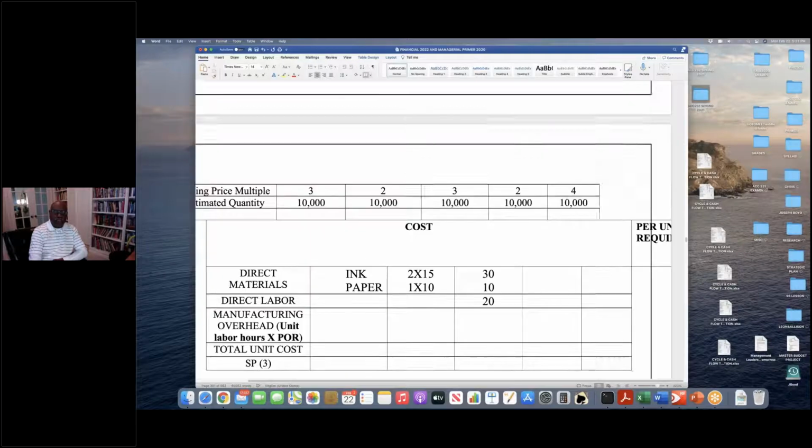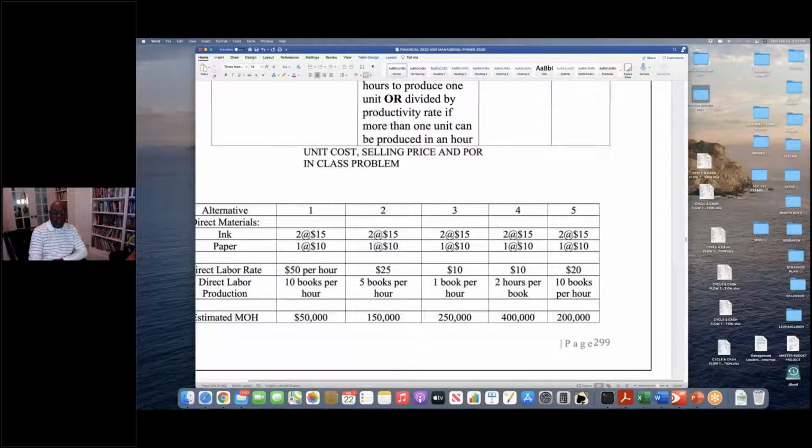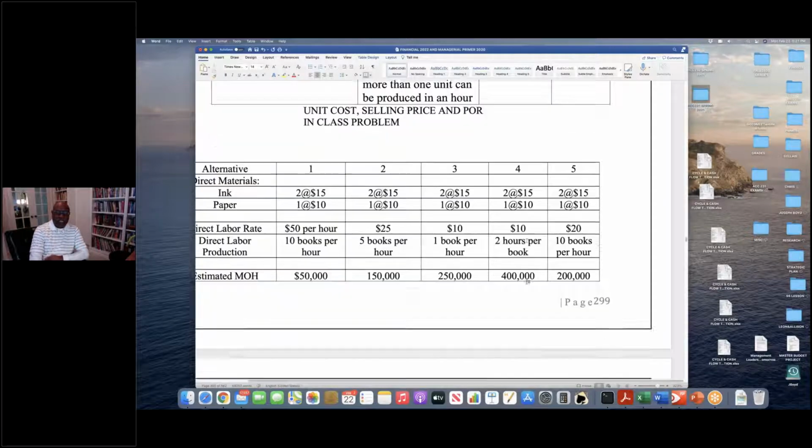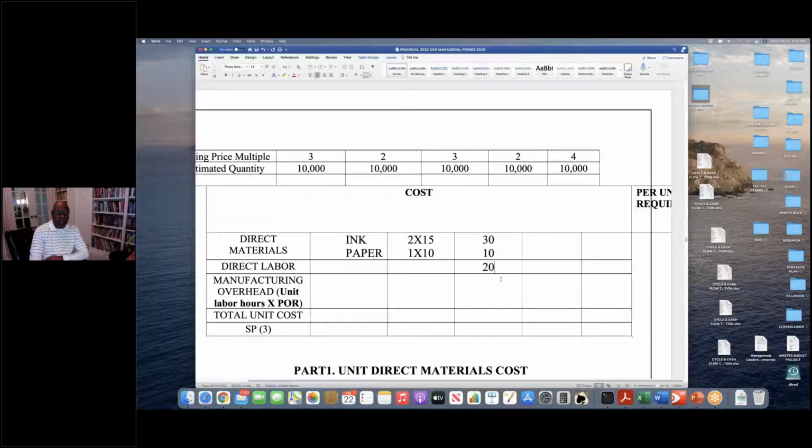And the labor's 20 because it takes 2 hours. It's 2 hours per book. So when you can make more than one book in an hour, you divide. But when it takes more than an hour to make the book, you multiply. Got it? Say that again. If you can make 10 books per hour, you divide. If you make 2 hours per book, multiply. Per book, you multiply. Okay. So that gives us labor of 20.